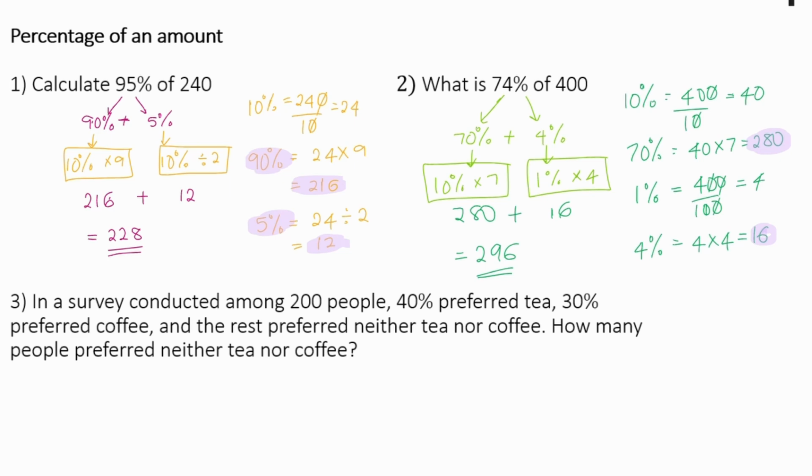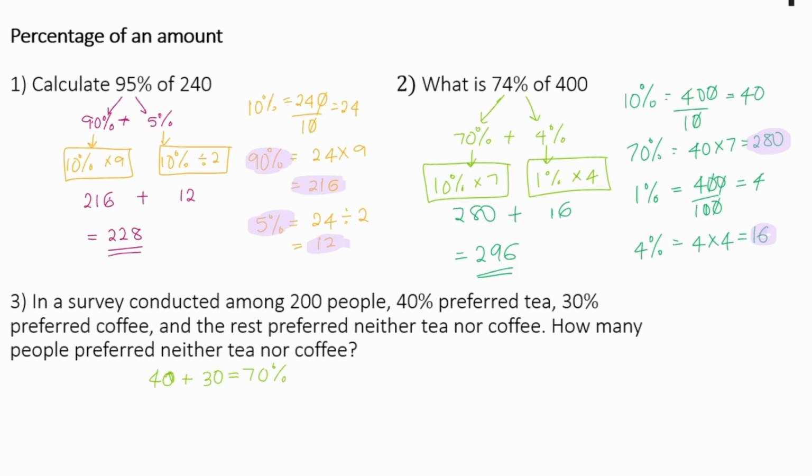Number 3 says in a survey conducted among 200 people, 40% preferred tea, 30% preferred coffee, and the rest preferred neither tea nor coffee. How many people preferred neither tea nor coffee? So first, we need to look for the people that preferred tea and coffee. So we have 40% that preferred tea and 30% that preferred coffee, which gives us a total of 70%.